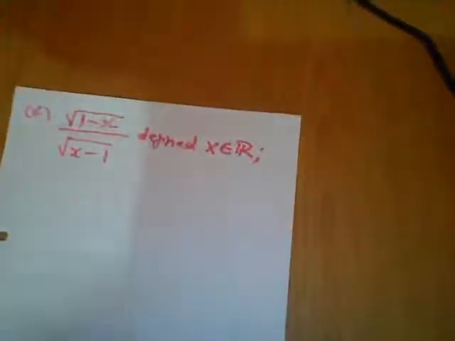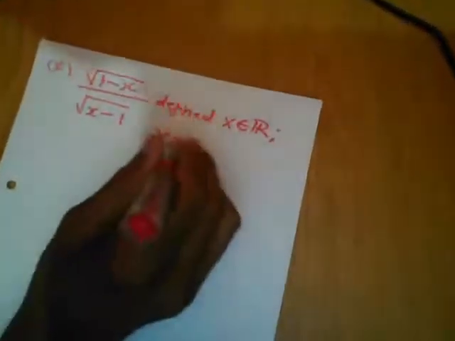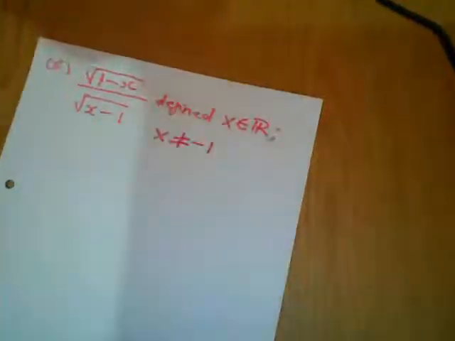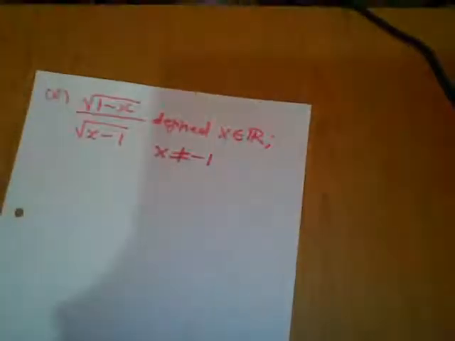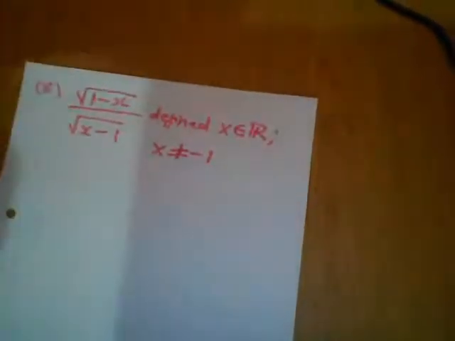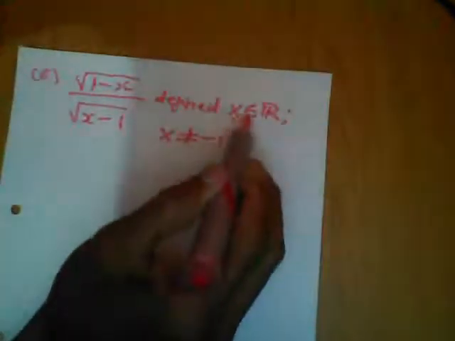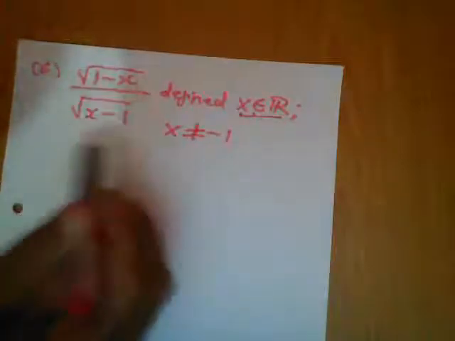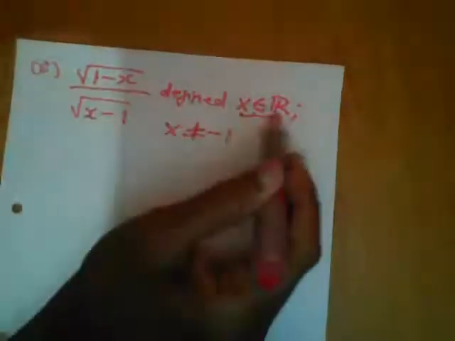But they have given you a condition. They say this x should not be equal to negative 1. So what do they mean when they say defined by x? I never understand that part. Listen. When you say x is an element of the real numbers, it means any value of x is going to work. x can be any number.